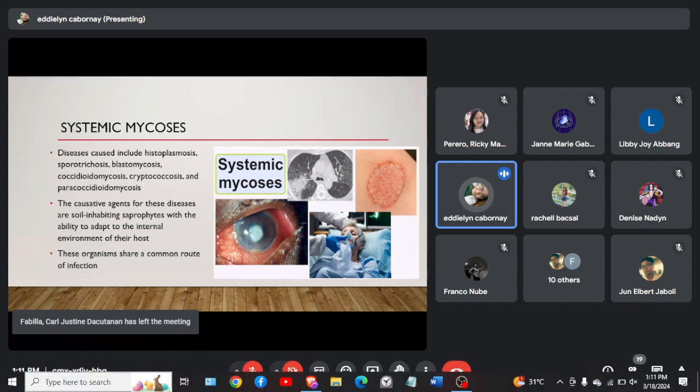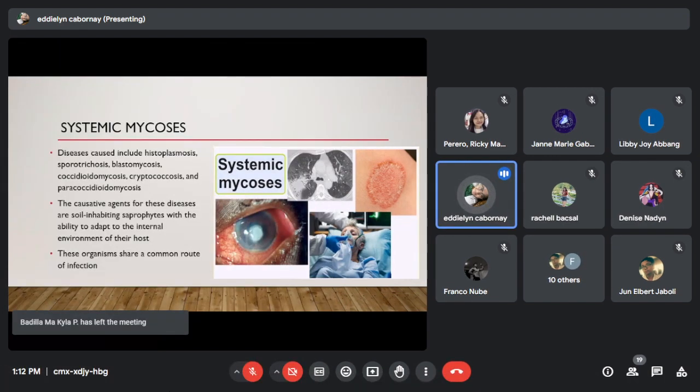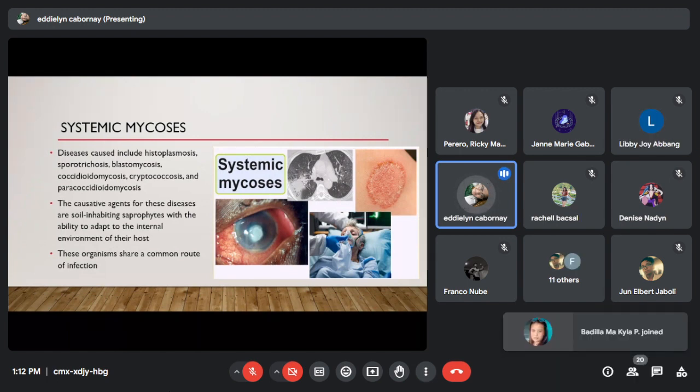These are examples of diseases caused by systemic mycosis: histoplasmosis, sporotrichosis, blastomycosis, coccidioidomycosis, cryptococcosis, and paracoccidioidomycosis. The causative agents for these diseases are soil-inhabiting saprophytes with the ability to adapt to the internal environment of the host. These organisms share a common route of infection. Since it is systemic mycosis, they have the same route of infection, which is that they infect the other organs and tissues in our body.